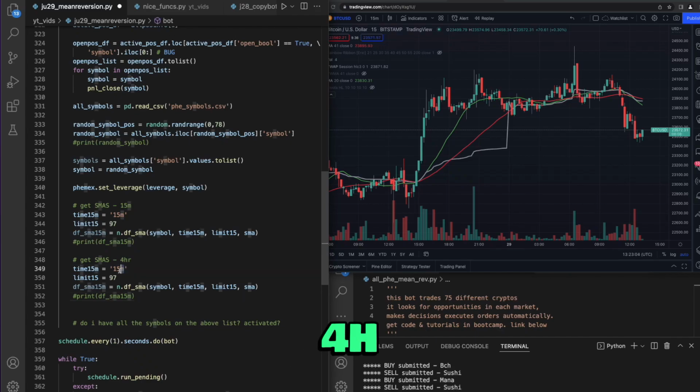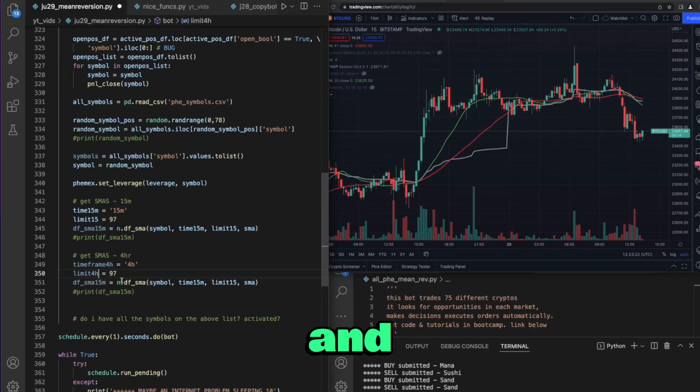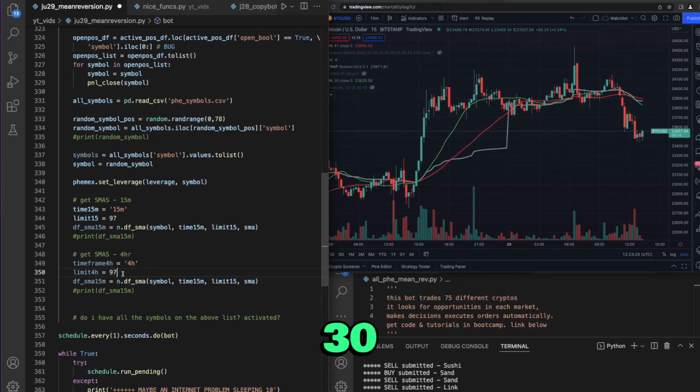So now we're going to change this to 4H because we want the 4-hour. And we also want to say time, let's just call this time frame, 4-hour. And let's call this limit 4H. And I believe 30 times 4 is about 5 days. 4-hour, just like that. This looks good. And now we want to pass this time frame in here and this limit in there like that.